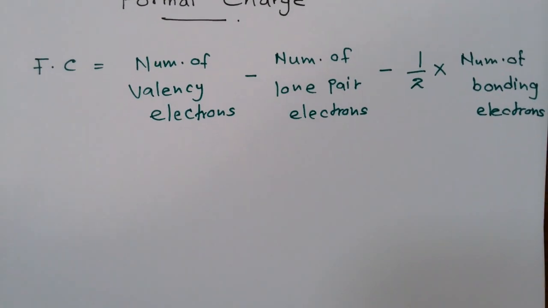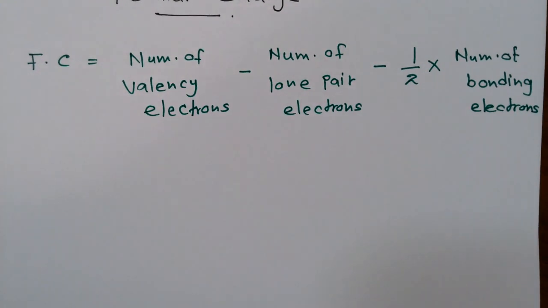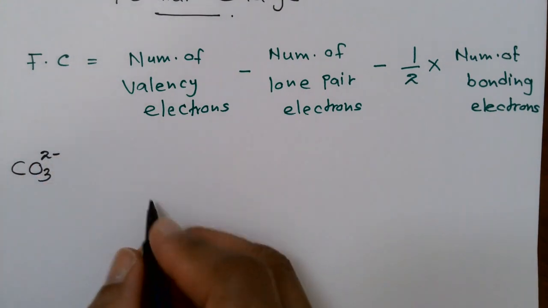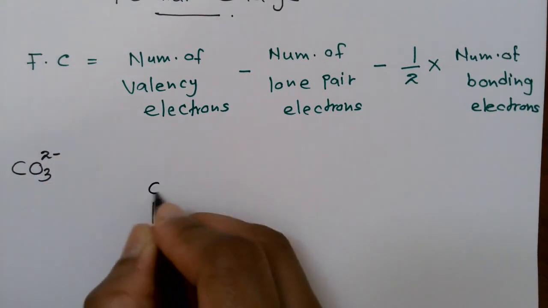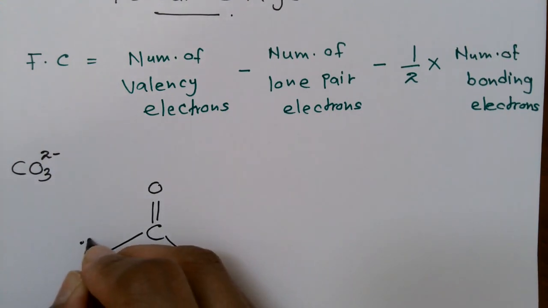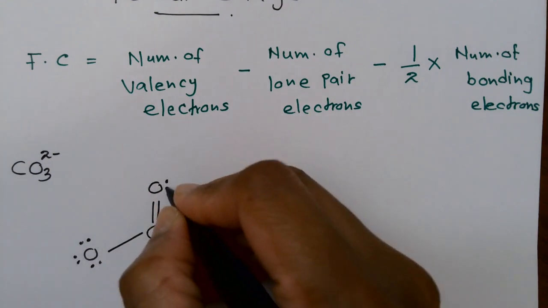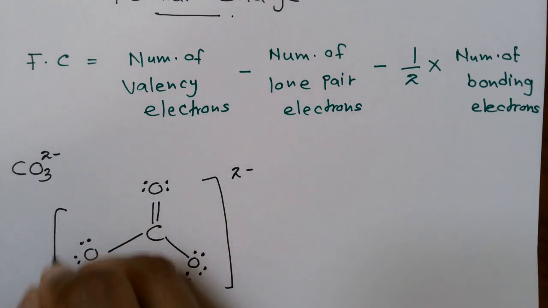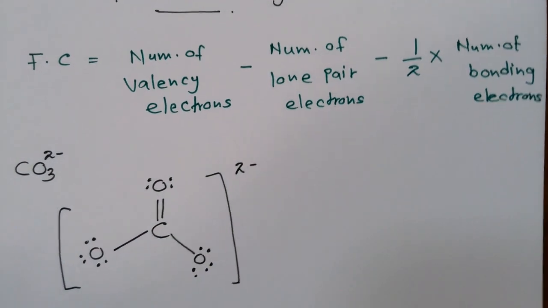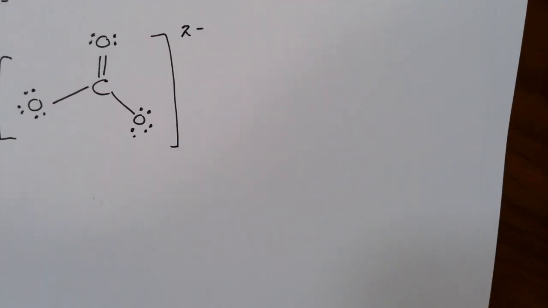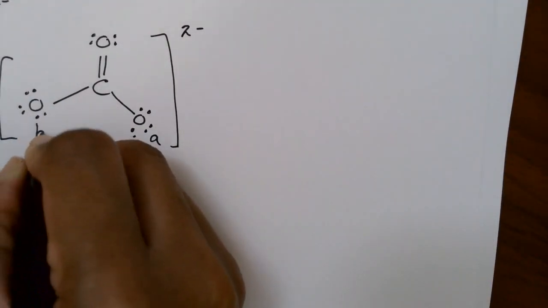Let's find out. First, the carbonate polyanion. CO3, charge is 2 minus. So the carbonate structure is a double bonded oxygen and 2 single bonded oxygens like this. And single bonded oxygen, 2 lone pairs on the oxygen, and charge is 2 minus. Like this. This is the carbonate resonance structure. Now let's calculate the formal charge on this. I'll name them A, B and C.